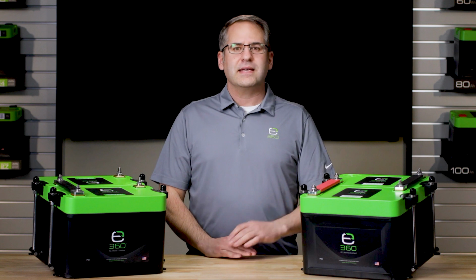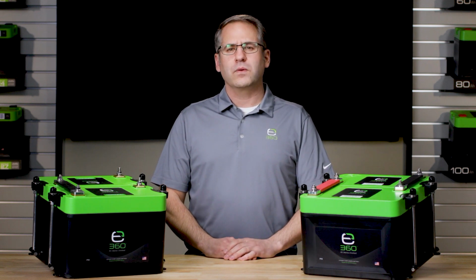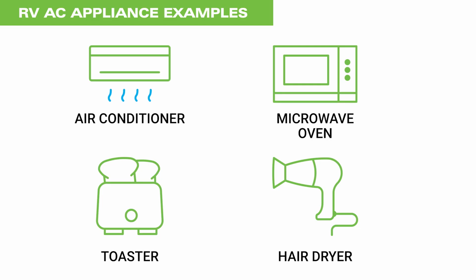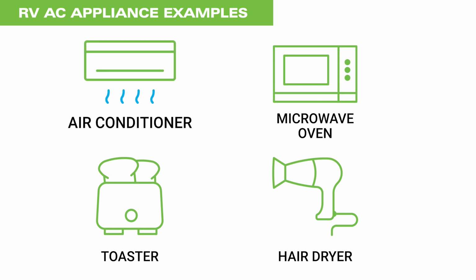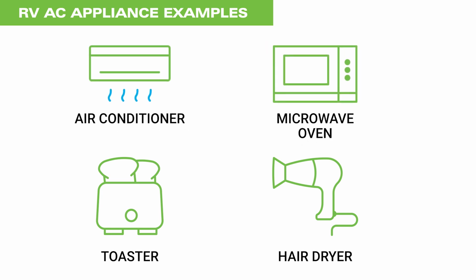As you start to acquire the load information for all of your devices, you'll see that they fall into two main categories, alternating current and direct current, also referred to as AC and DC. AC appliances are typically rated at 120 volts AC and require more power, so they rely on the grid as opposed to batteries. Some examples of AC devices are an air conditioner, a microwave oven, toaster, or hair dryer.